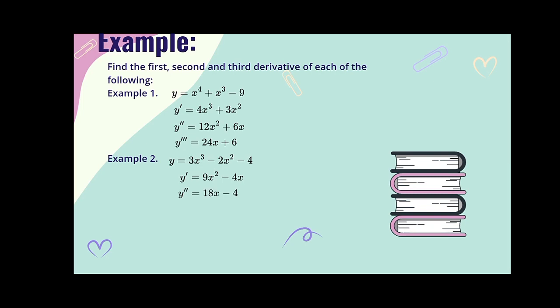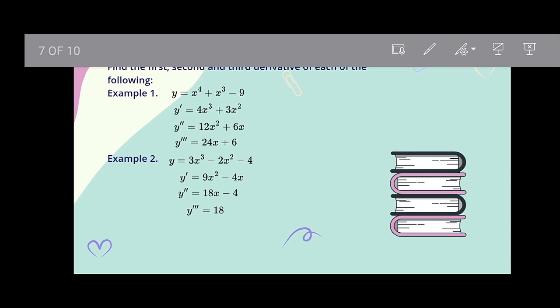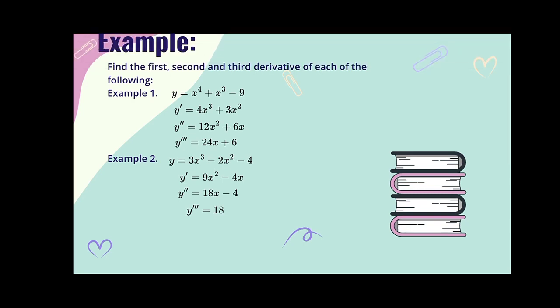For the second derivative, 9 times 2 is equal to 18, and subtract 1 from the exponent. It will become 1, and 4 times 1, which is the x. So 4 times 1 is equal to 4. So our second derivative is 18x minus 4. And our third derivative is 18 because 18 times 1 is equal to 18, and the derivative of negative 4, which is a constant, is 0. So our third derivative is 18 minus 0, which is equal to 18.